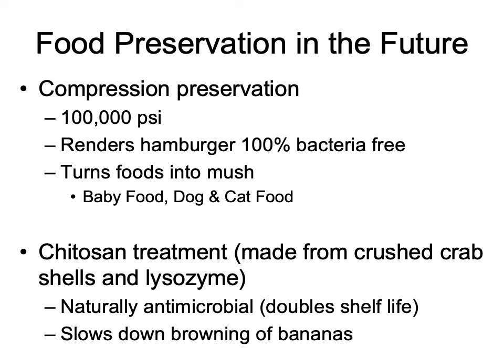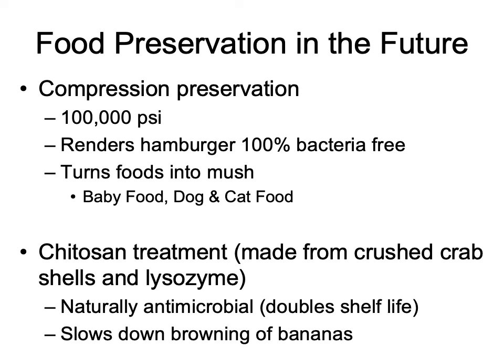So chitosan is made from crushed crab shells and lysozymes. But that is a type of seafood, and they coat these bananas with this chitosan because it's antimicrobial. It prevents the bananas from spoiling. It slows down the browning of bananas.